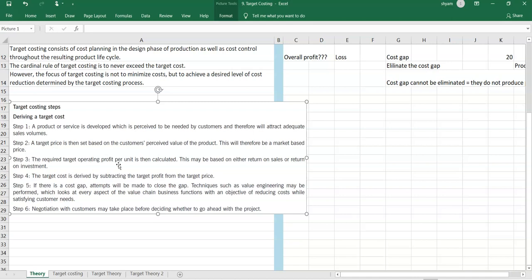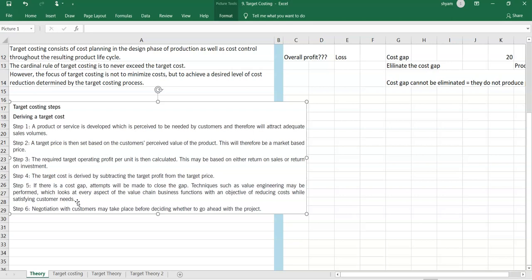The required target operating profit per unit is then calculated. This may be based on either return on sales or return on investment. So then we try to find out the target profit. The target cost is arrived at by subtracting the target profit from the target price. So the difference between the price and the target profit is the target cost. If there is a cost gap, attempts will be made to close the gap. Techniques such as value engineering may be performed, which looks at every aspect of the value chain business functions with an objective of reducing costs while satisfying the customer needs.